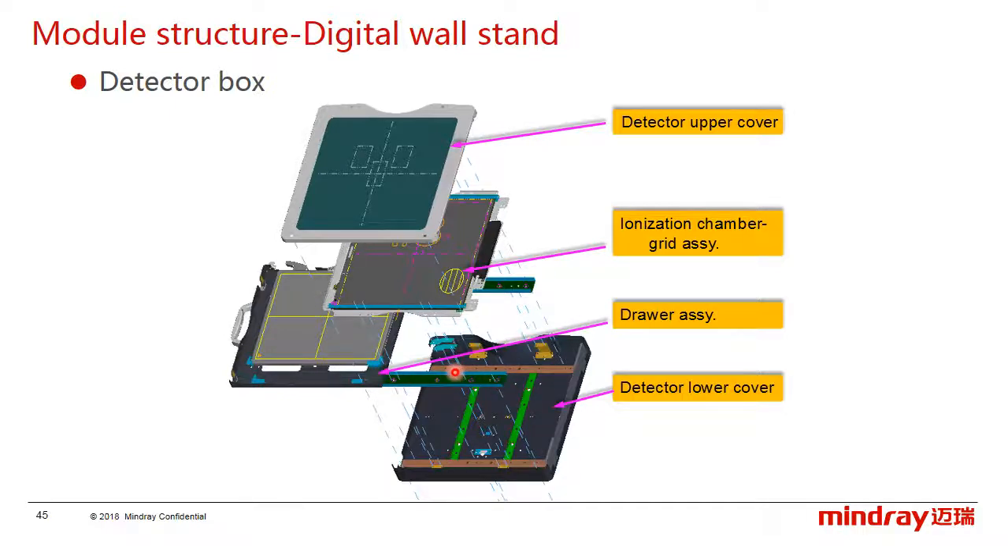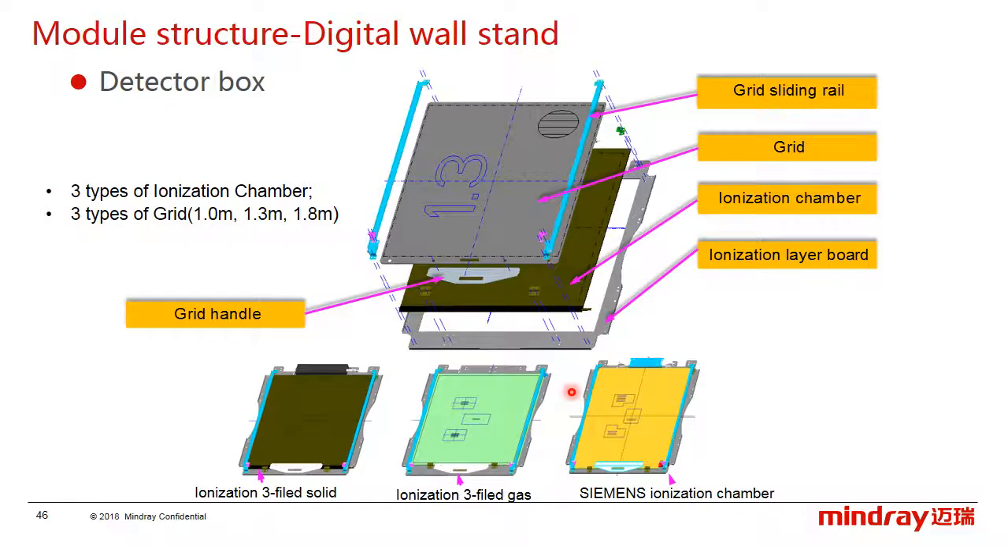There are two sliding rails beyond the drawer, so the drawer can move back and forth in the detector box. And last is the detector cover, which is composed of metal plates. It supports the whole detector box and connects with the wall. More detail about the ionization chamber and grid assembly.